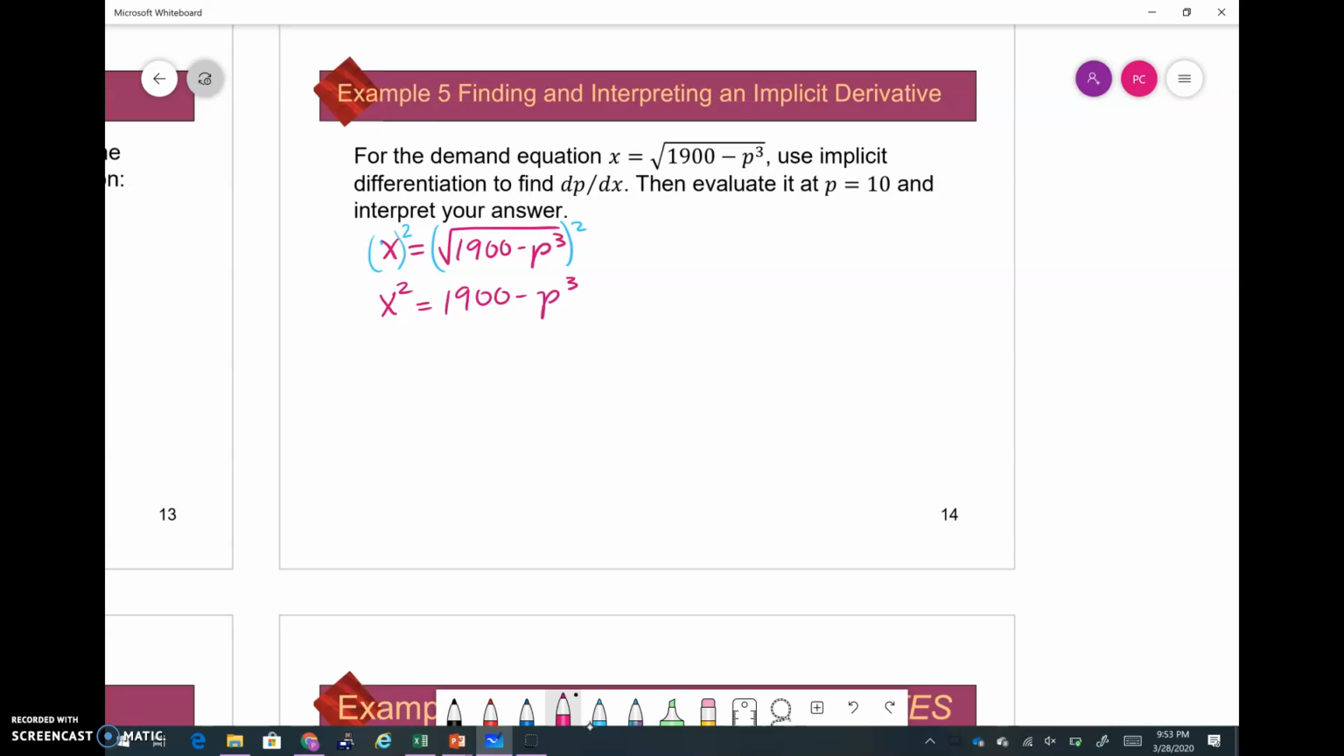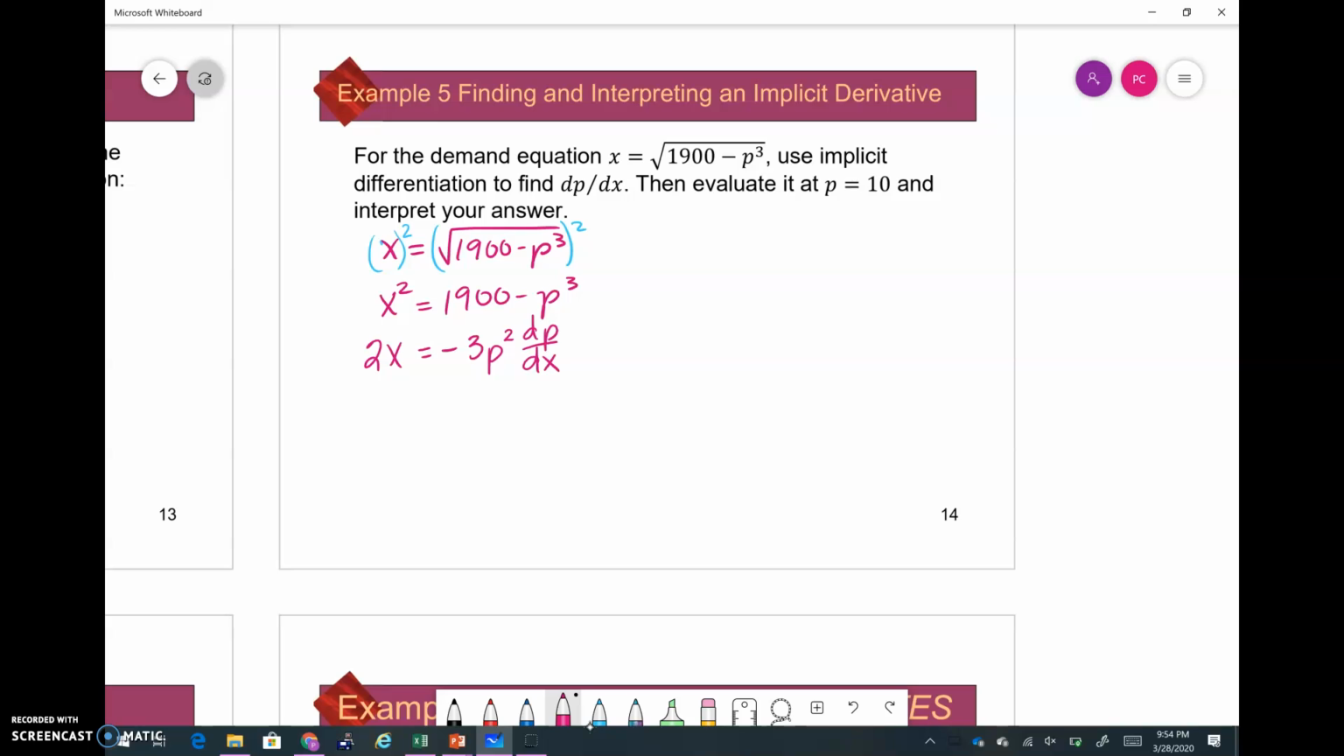to find the derivative. So when we find the derivative using implicit differentiation, I'm going to have 2x. The derivative of x squared is 2x. The derivative of 1900 is 0, so I get to ignore that. And then minus 3p squared dp over dx. Again, we're differentiating with respect to x, and p is a different variable. All right, so we've differentiated. Now we need to find dp over dx.